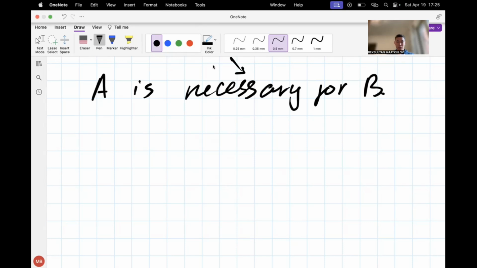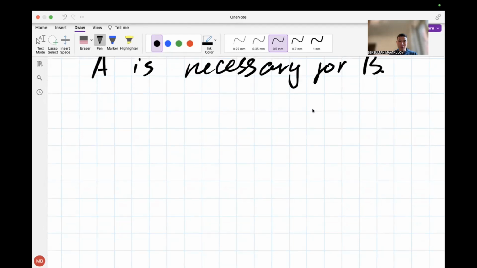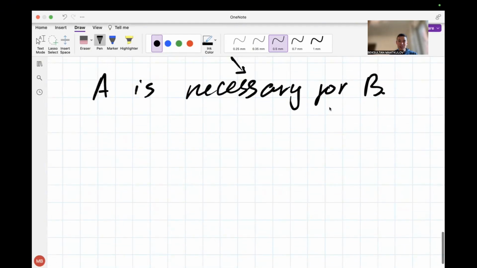Okay, someone wrote a sentence. Drinking water is necessary for staying alive. If you don't drink water, you will not stay alive. Yeah, that's true. Okay, having a ticket is necessary to enter the cinema. Good. If you don't have a ticket, then you will not enter the cinema. Perfect.